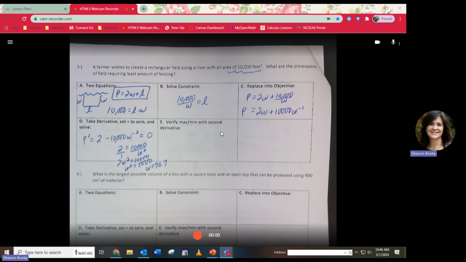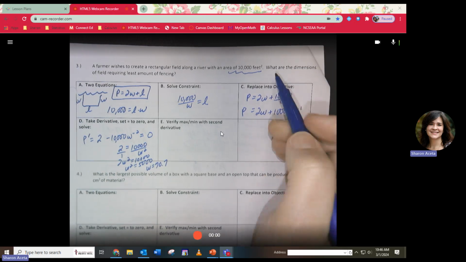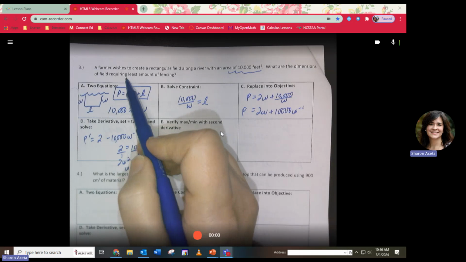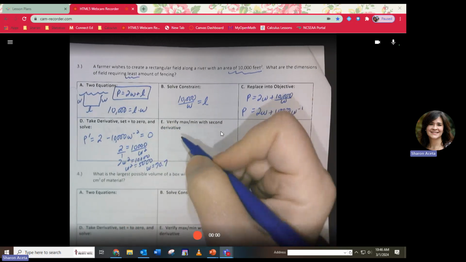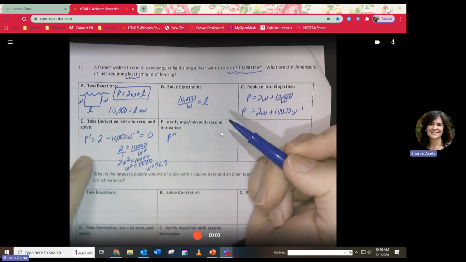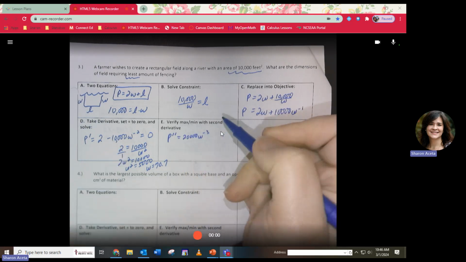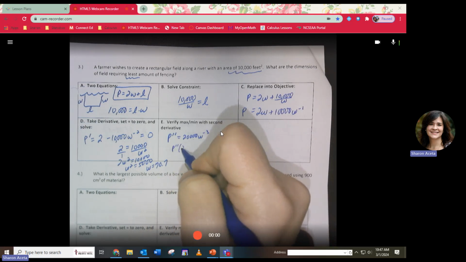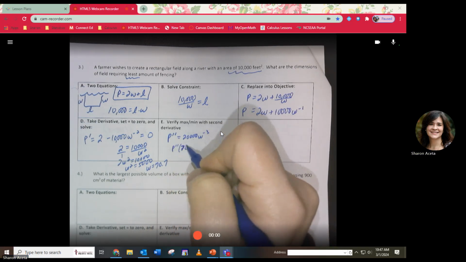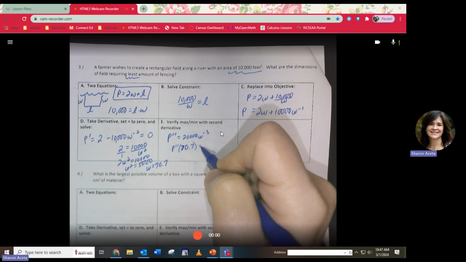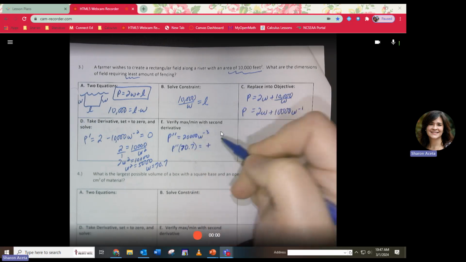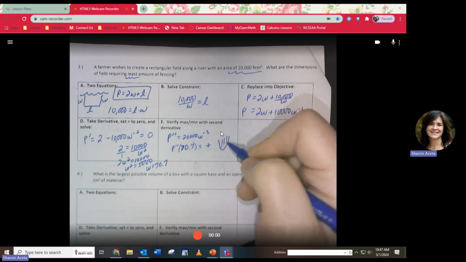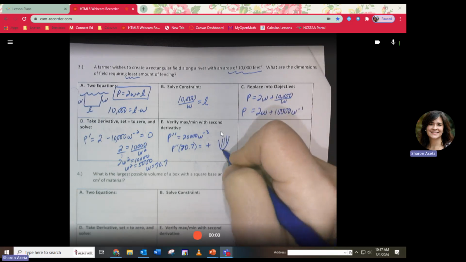Now let's verify that this is, again, what are we finding? What are the dimensions of the field requiring the least amount? So I'm finding a min. So let's take a second derivative. This would be positive 20,000 W to the -3. And if you put the 70.7 into the second derivative, you would still get out a positive number, which means that you are concaving up, which means you must have a min.